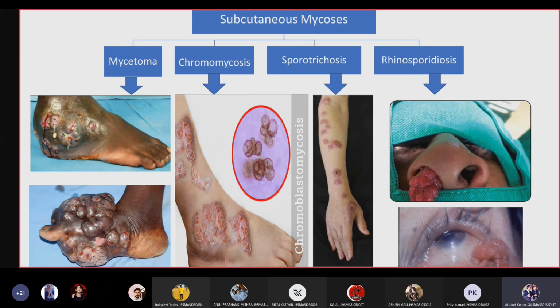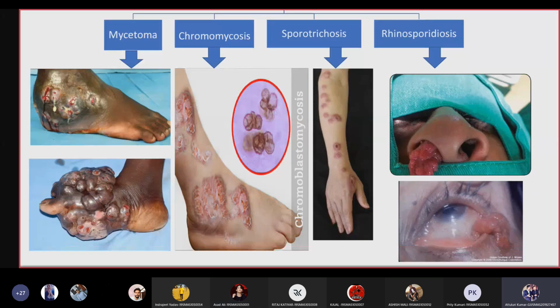Is it clear so far, students? Any doubts until here? No doubts, right? No, sir. Okay. So now I will start with Mycetoma first.